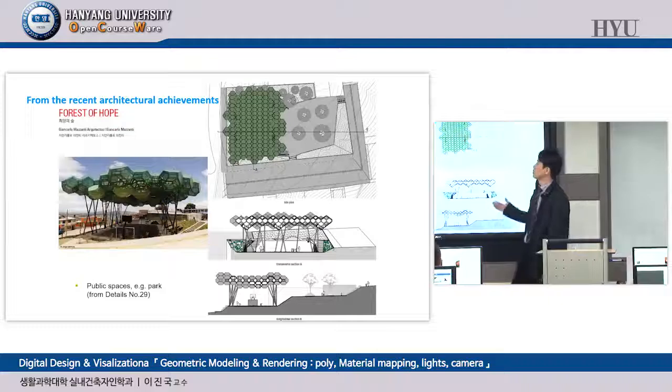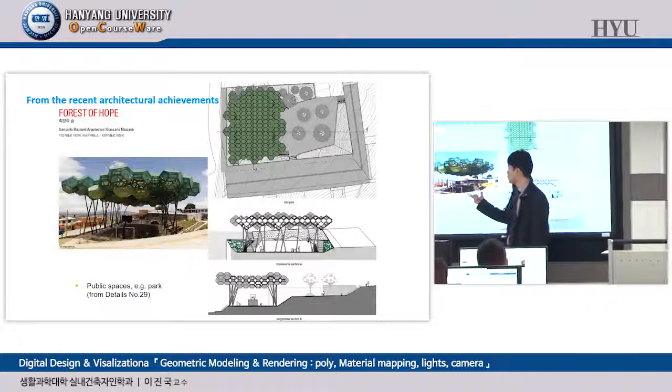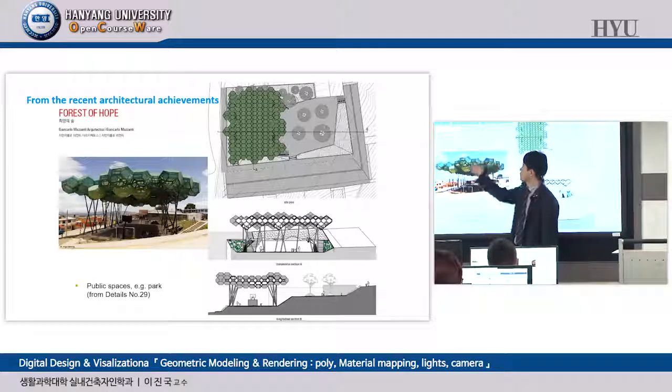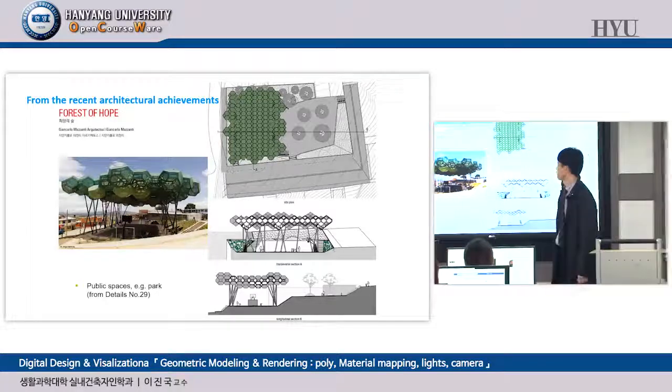How about this one? The name of this one is Forest of Hope. Very conceptual. It's not easy to figure out. When you see this picture, okay, we can figure out there is something overhanging or some structure above, but it's not easy to find out the height of this one.